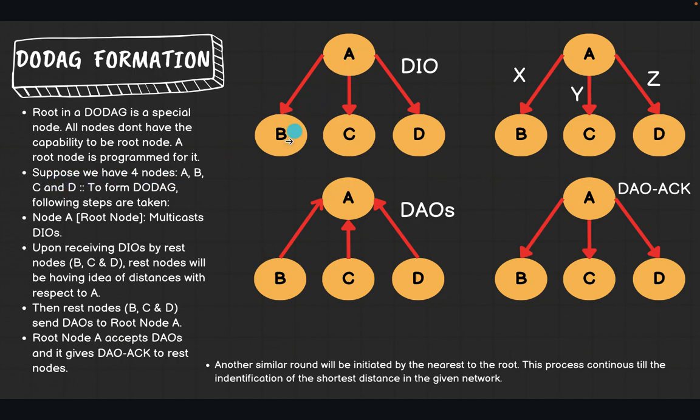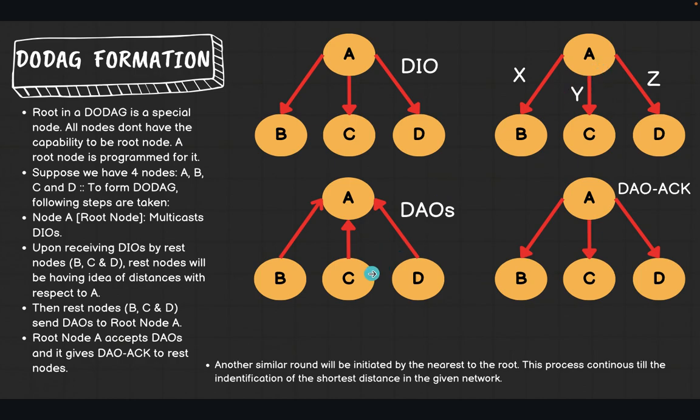Let us take the second point so that it will be more clear. Suppose we have four nodes A, B, C, D. To form a DODAG, the following steps are to be taken. First step: node A, that is the root node, multicasts DIO to B, C, D. Upon receiving the DIO, the rest nodes B, C, D will have an idea of the distance with respect to A. For example, B has distance x from A, C has distance y from A, and D has distance z from A.